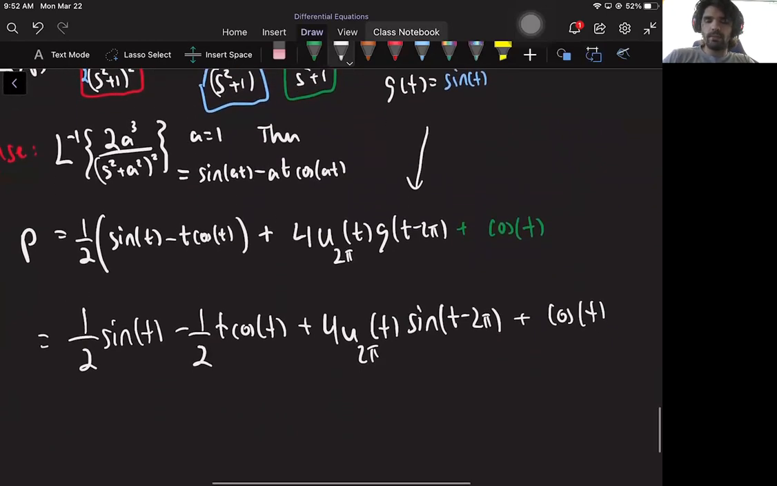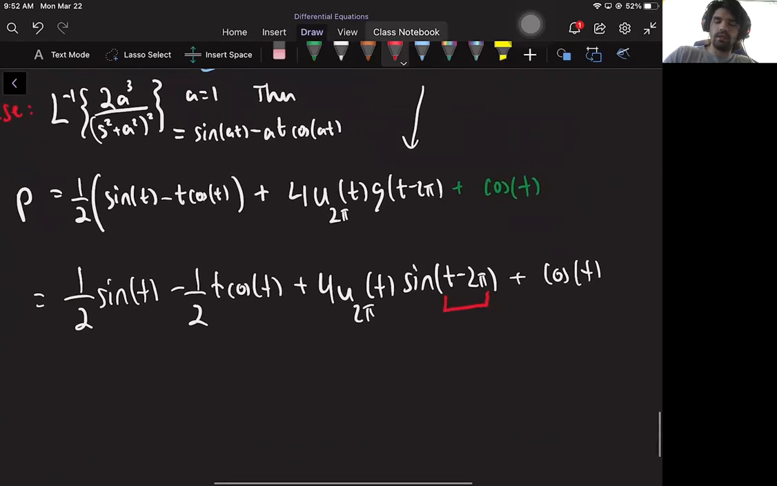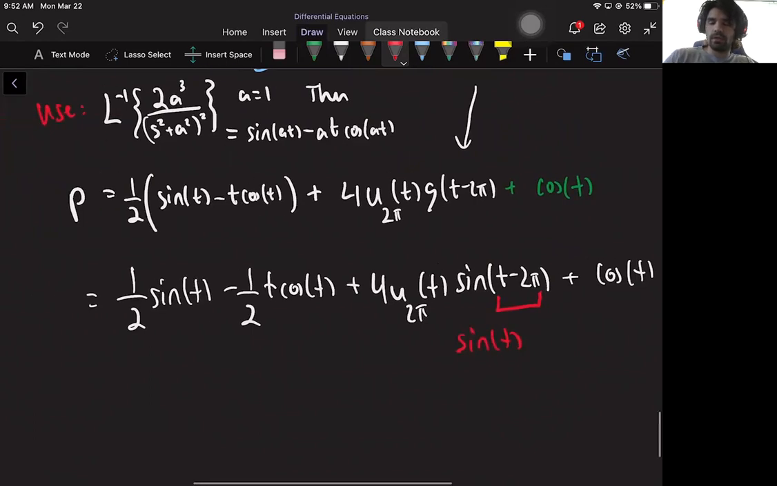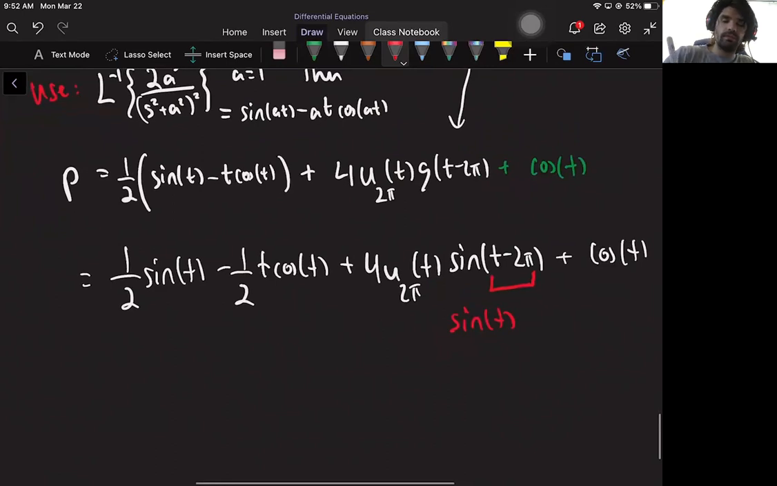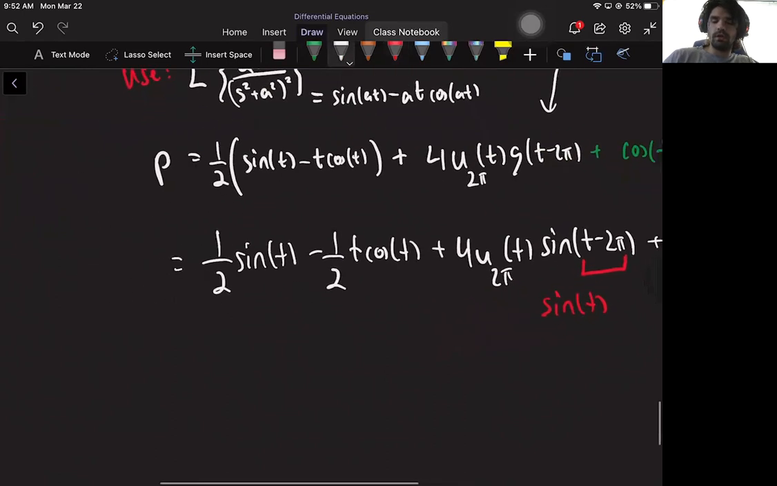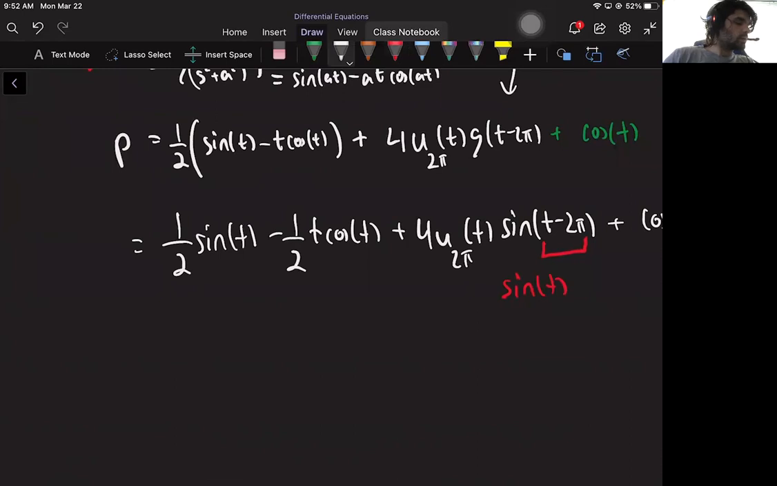One thing I do want to say is I've been avoiding this, but if you remember properties of sine and cosine, and the fact that they're periodic with period 2 pi, if you wanted to, you could rewrite this just as sine of t, because sine shifted by 2 pi is the same as sine. But I just haven't been doing that. Could have done that previously too. Won't change it at all. Okay, so that's that one.